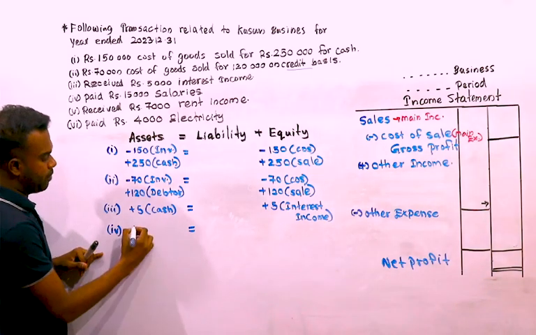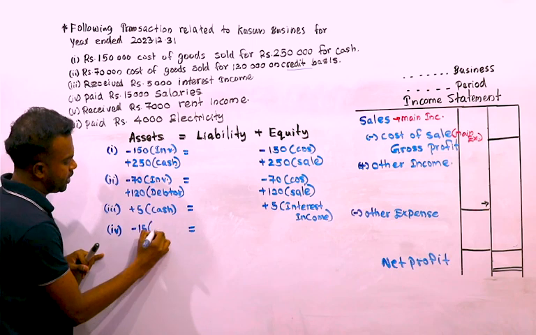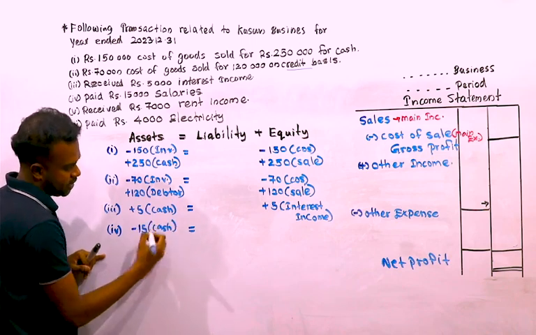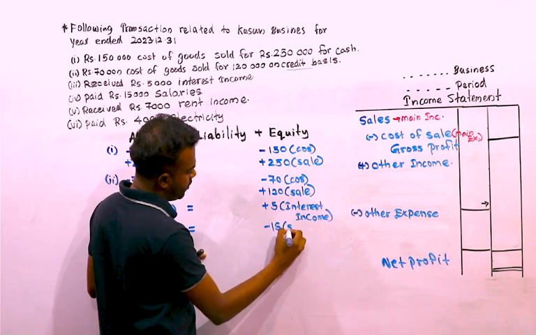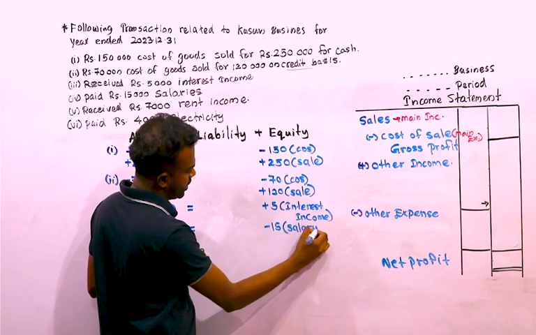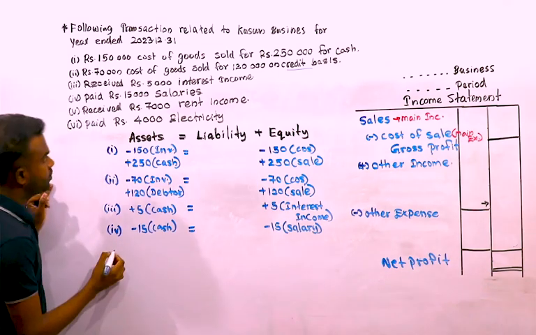Paid salaries. When we make payments, our cash decreases. Cash asset decreases, but salaries means expense. Expenses decrease the equity. We write down the expense name, salary. Next one.